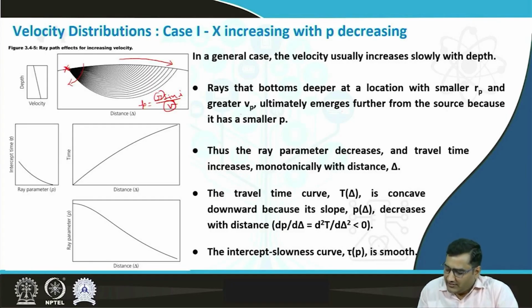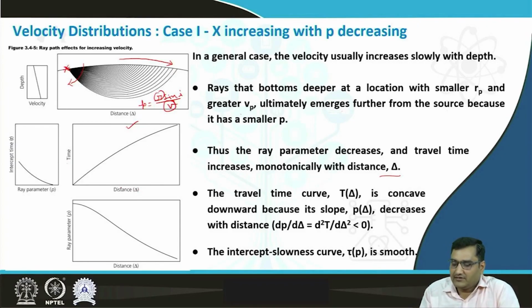So what is written here? Thus the ray parameter decreases and travel time increases monotonically with distance. The travel time curve T(delta) will be concave downward because its slope, p = dT/d delta, decreases with distance. If you look at this particular figure, this is the T-X plot, or you can say the travel time and angular distance plot.